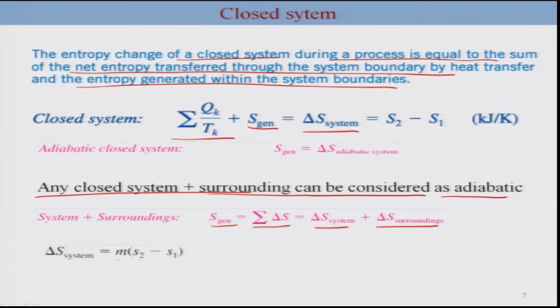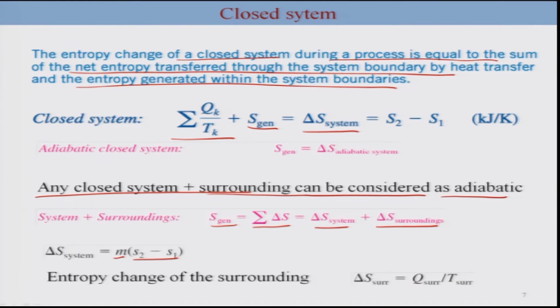Delta S system is nothing but your mass times the change in the entropy per unit mass. As well, the entropy change of the surrounding can be written simply as delta S surrounding equal to Q surrounding by T surrounding, considering T to be constant. So this is the simple expression of your entropy generation.